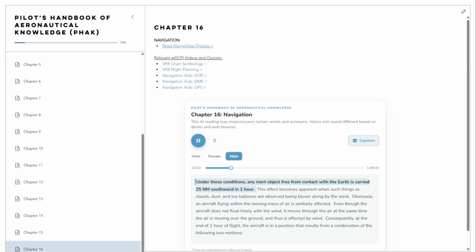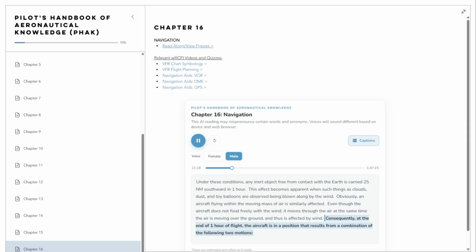Under these conditions, any inert object free from contact with the Earth is carried 25 nautical miles southward in 1 hour. This effect becomes apparent when such things as clouds, dust, and toy balloons are observed being blown along by the wind. Obviously, an aircraft flying within the moving mass of air is similarly affected. Even though the aircraft does not float freely with the wind, it moves through the air at the same time the air is moving over the ground, and thus is affected by wind.